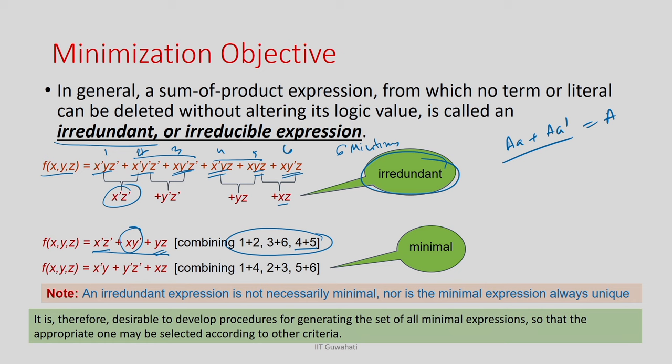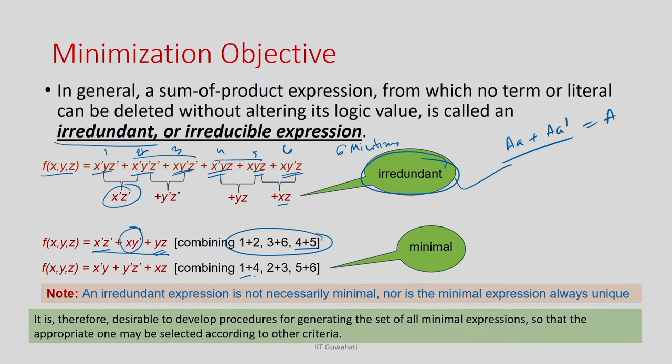So what we found is that an irredundant expression is not always minimal, because I can have 2 irredundant expressions, one is minimal, the other one is not minimal. Minimal in the sense of minimum number of product terms.